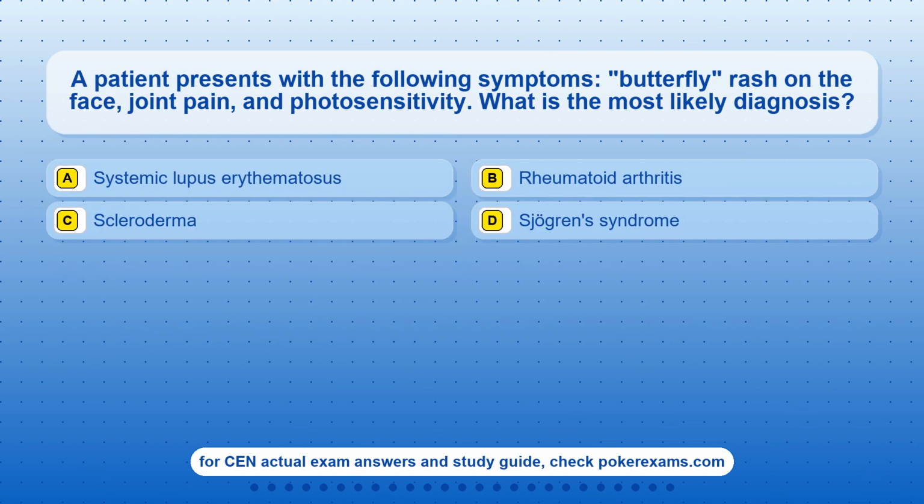Question 3. A patient presents with the following symptoms: butterfly rash on the face, joint pain, and photosensitivity. What is the most likely diagnosis? Option A. Systemic lupus erythematosus. Option B. Rheumatoid arthritis. Option C. Scleroderma. Option D. Sjogren's syndrome.